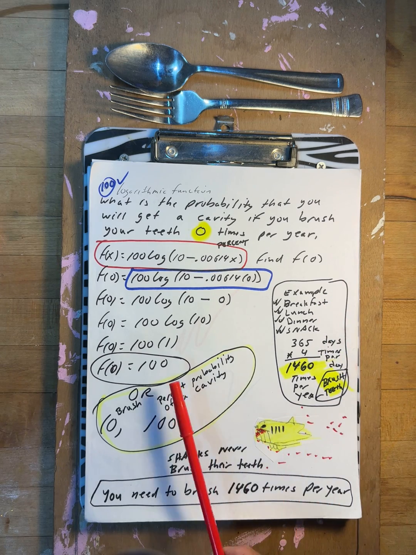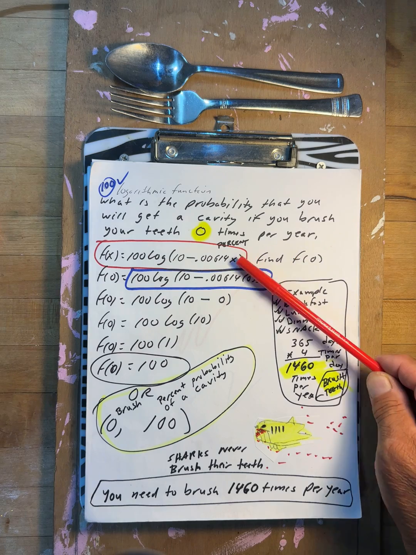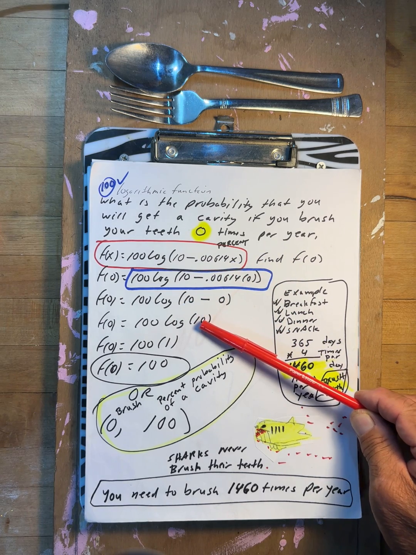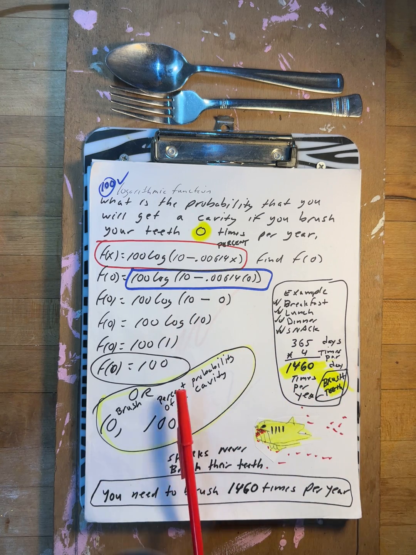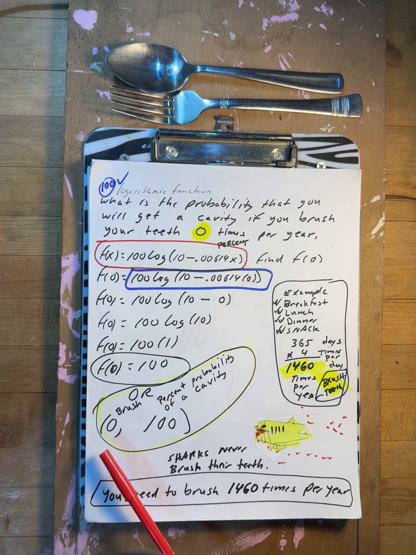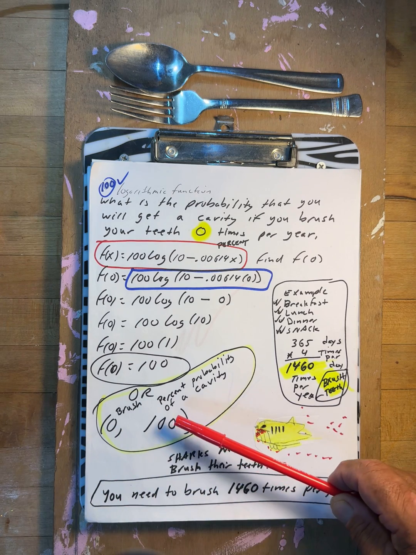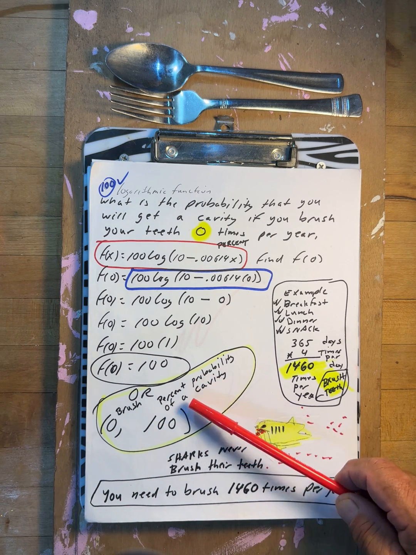So now let's see. So f of 0, put a 0 there. 0 times that is 0. 10 minus 0 is 10. Log of 10 is 1. And that's going to be 100. So if you brush 0 times per year, then there is a 100% probability of a cavity.